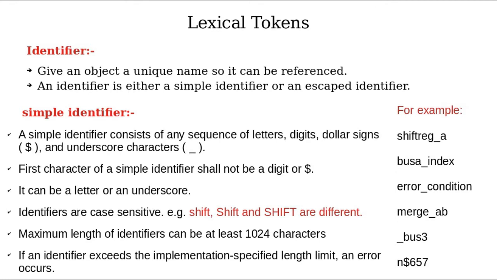Identifiers are case sensitive. For example, shift with a capital S, or with all capital letters, makes different variables. All these three variables are different for Verilog HDL. The maximum length of an identifier can be at least 1024 characters. If we exceed this limit, then an error occurs.